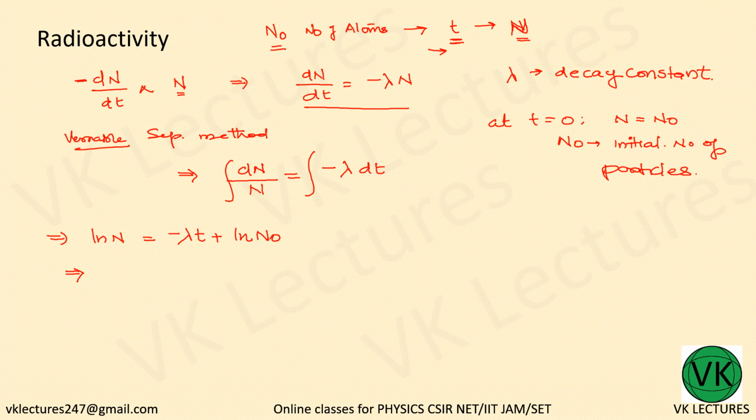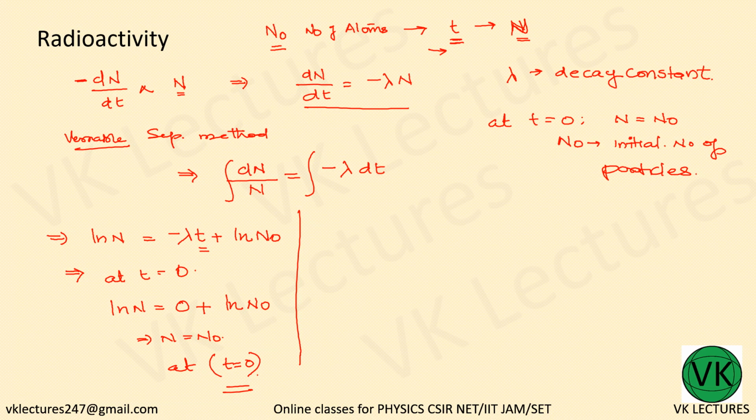So at t equal to 0 I can write log n is equal to, here put t equal to 0, I will get 0 plus log n naught. Right, which means n equal to n naught at t equal to 0. Fine.